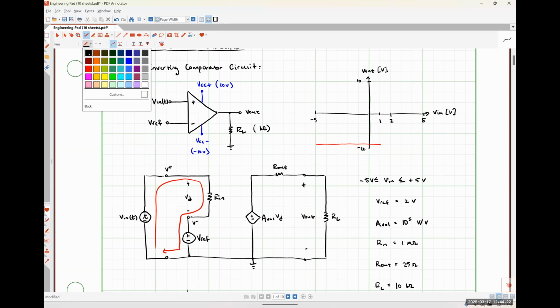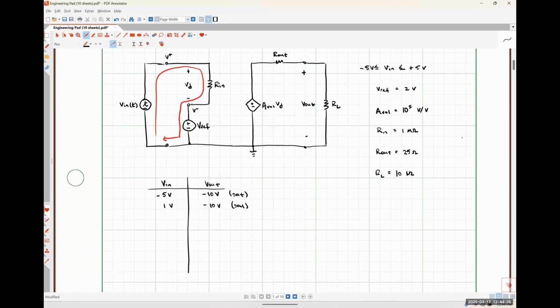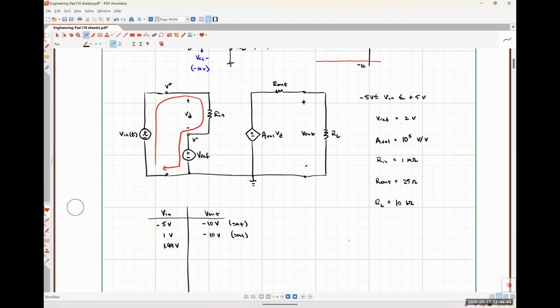Let's look at what would happen if Vn were 1.99 volts. So what would our output voltage be in that case? Well, our differential voltage should be negative 0.01 volts, right? When we multiply that guy by 100,000, what are we going to get? Negative 1,000 volts. Still much greater than VCC minus.